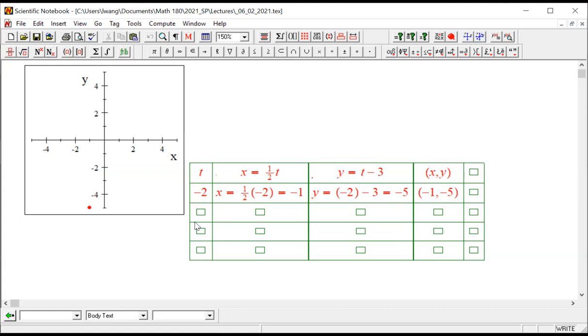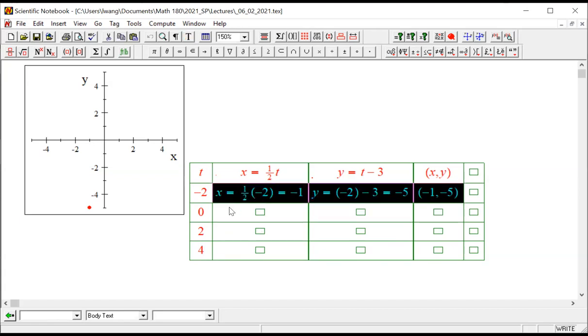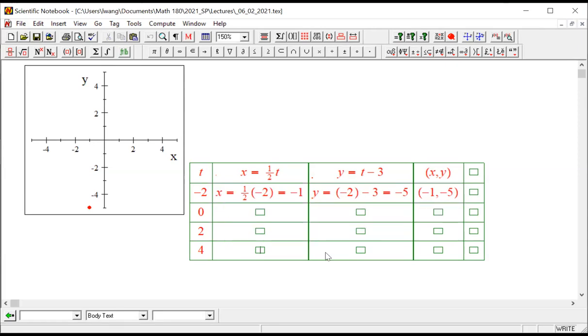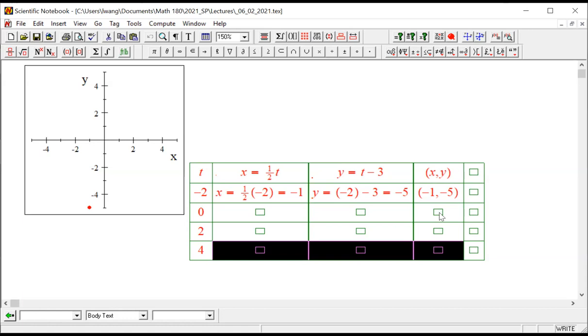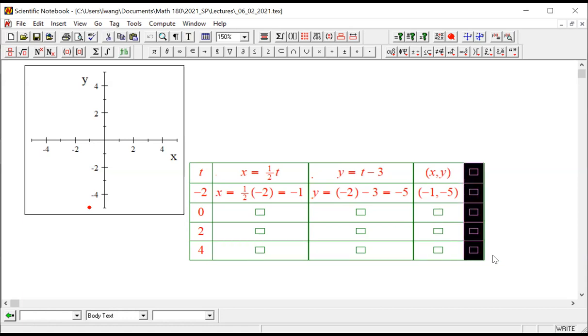So you guys got the hang of it, right? So I'm going to give you a couple more points, and you're going to plot them. Point t equals 0, t equals 2, t equals 4. So what you do is you follow these steps. You're going to plot three other points on the graph. You got it? I'm just going to get a little bit of water, some tea. I'll be right back.